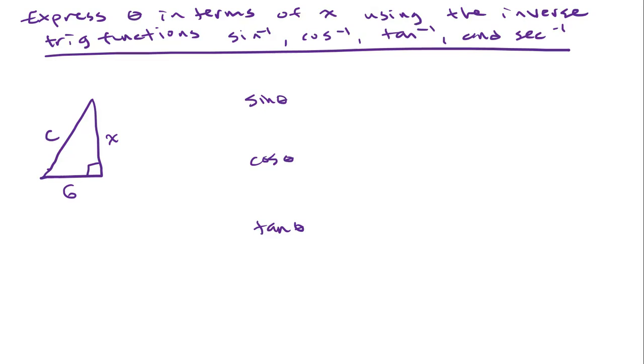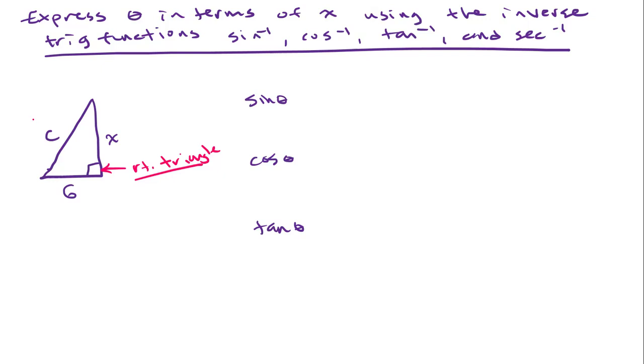For this question, it wants us to express theta in terms of x using the inverse trig functions of inverse sine, inverse cosine, inverse tangent, and inverse secant. They give us a right triangle; the box in the bottom right corner indicates this. One way to find the side lengths is the Pythagorean theorem. If we have two sides, we can always find the third side of that triangle.